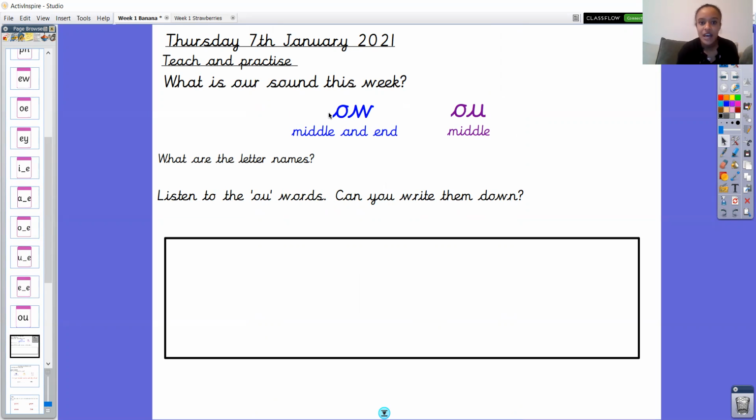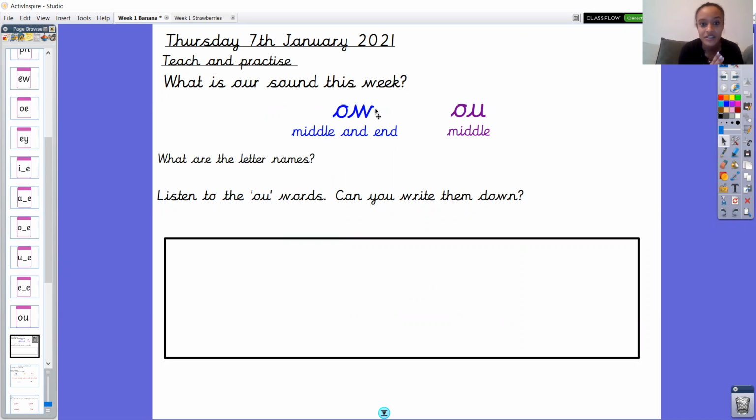So quickly, can you tell the person who's at home with you, what are the letter names for this one? I've already told us this is OU, so what's this one? Brilliant, we've got OW, haven't we? Now, today, we're going to think about just the OU words, okay? So yesterday we looked at a bit of both, didn't we? We had some OW words and we had some OU words. So today, it's just going to be OU words.